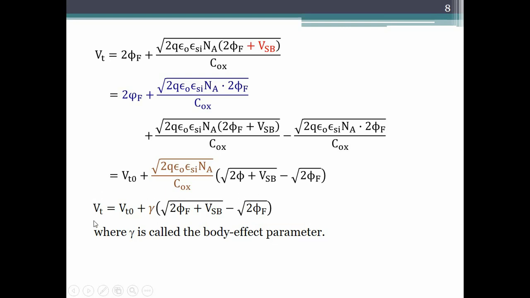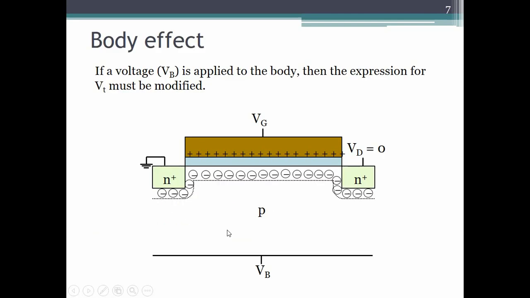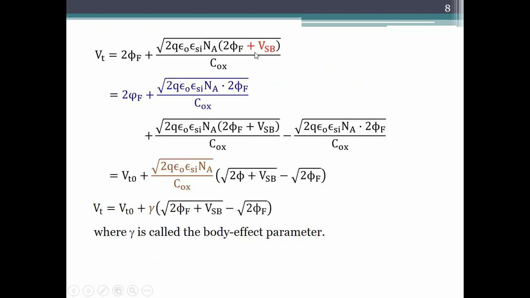So the threshold voltage when there is a body voltage present is written in this form. It is the threshold voltage without body voltage plus a term that is equal to this, where gamma is the body effect parameter. The one thing to remember from this is that when a body voltage is present, the threshold voltage is larger. To be more specific, for an NMOS, when a negative body voltage is present, the threshold voltage is larger. So VSB is positive, Vt is greater, and VSB positive means VB is negative.